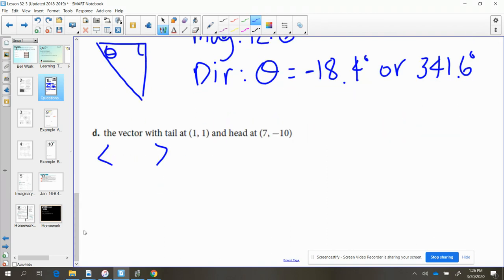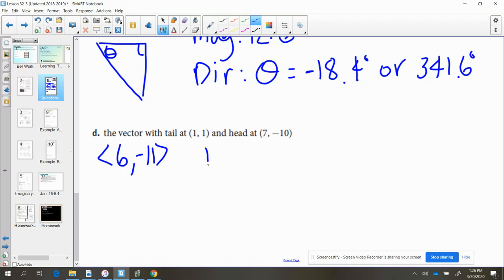Now for letter D, as you started solving this, notice to go from tail to head, you had to move 6 units to the right and you had to move down 11 units. So really your A and your B values you were using were 6 and -11. So be careful on that to make sure that you were using the appropriate values.